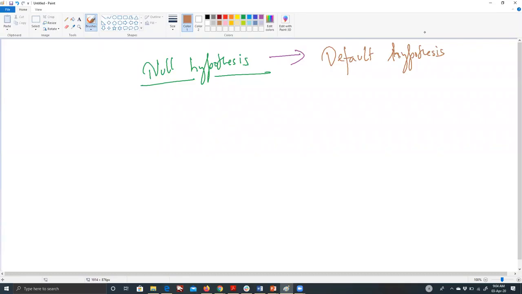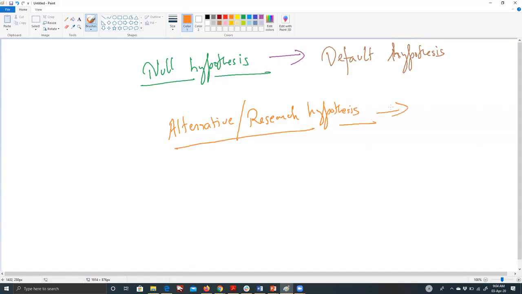It is some kind of default or base assumption that you accept to be true until some alternative or research hypothesis is thrown around, and then you have to make sure which one is correct. Now it is very hard. First of all, let me tell you, it's not an easy discussion to have. So null hypothesis simply means the default hypothesis which was already existing.